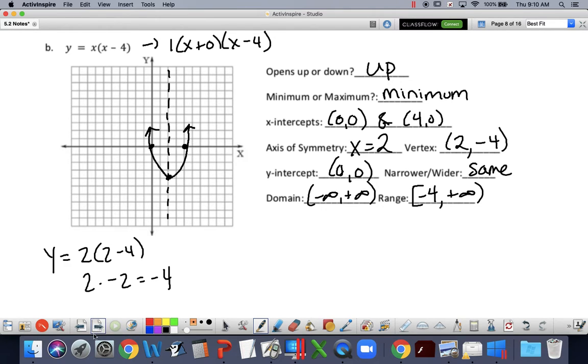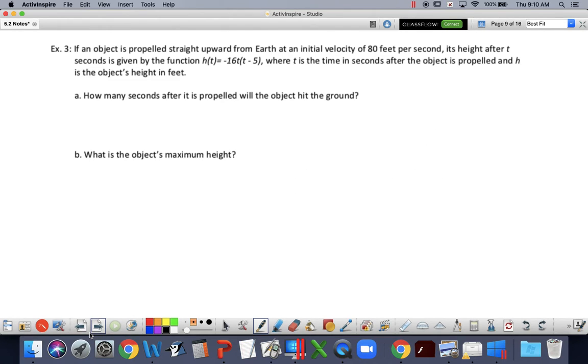What's the algebra between changing forms? So here's a word problem. If an object is propelled straight upward from Earth at an initial velocity of 80 feet per second, its height after t seconds is given by our function h(t) = -t(t - 5), where t is the time in seconds after the object is propelled and h is the object's height.